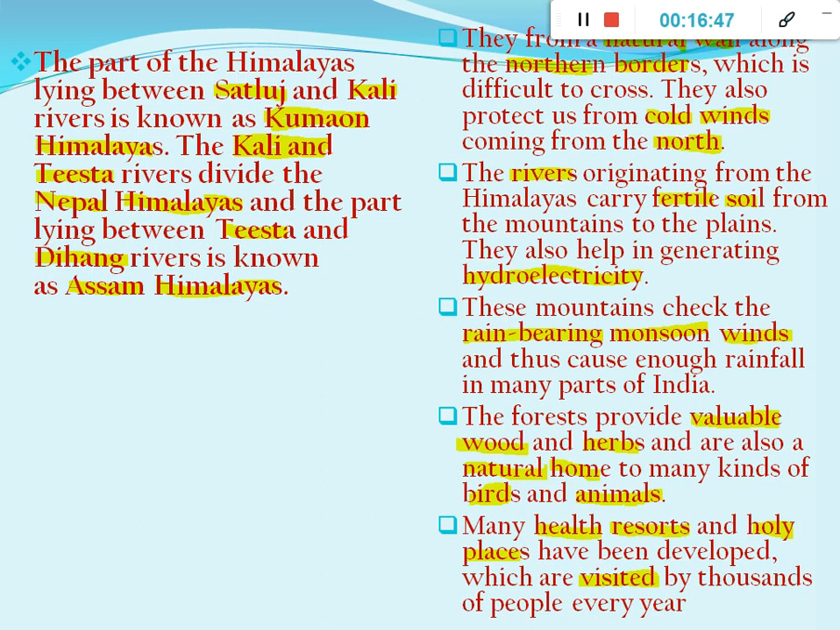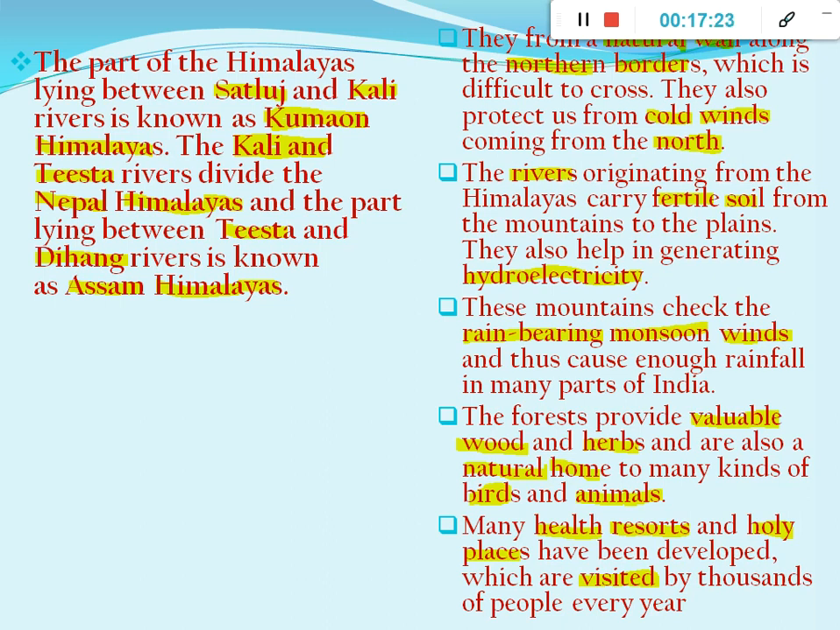Rivers always carry fertile soil and sedimentary material, and that is why the northern plains have the most fertile alluvial soil. These rivers also help to generate electricity, as most hydroelectricity is generated from these rivers, because they flow throughout the year, not just seasonally. Moreover, it puts a check on the rain-bearing monsoon winds.